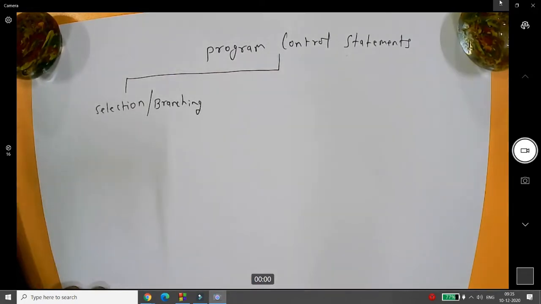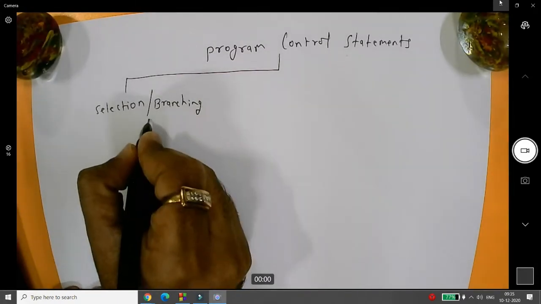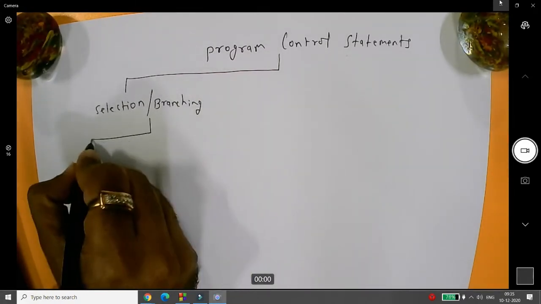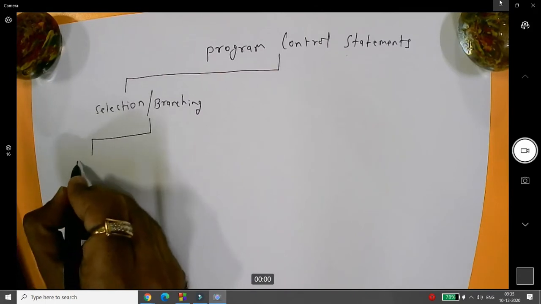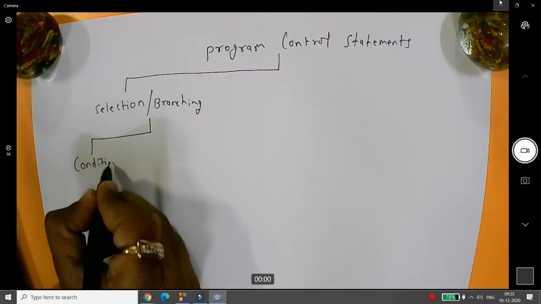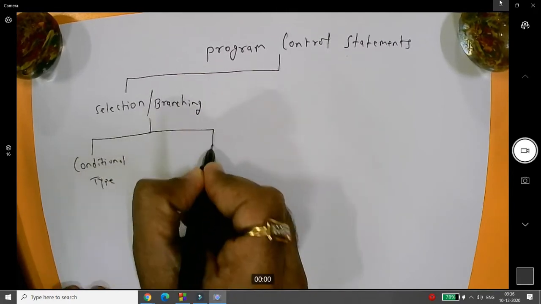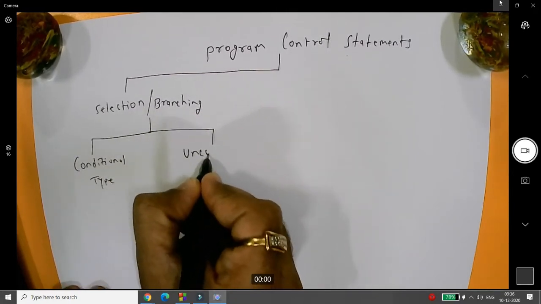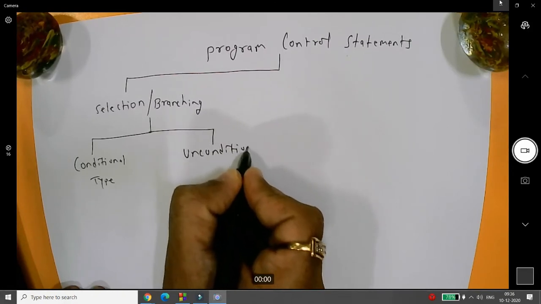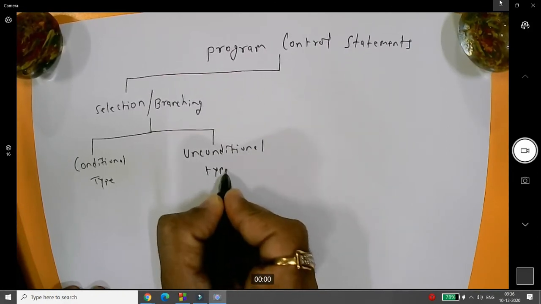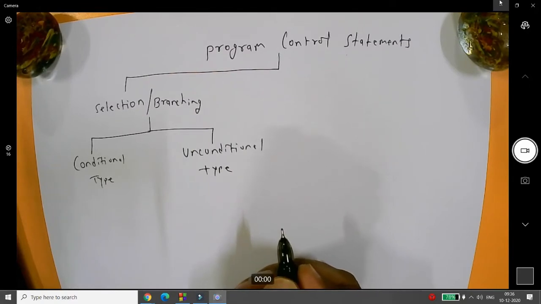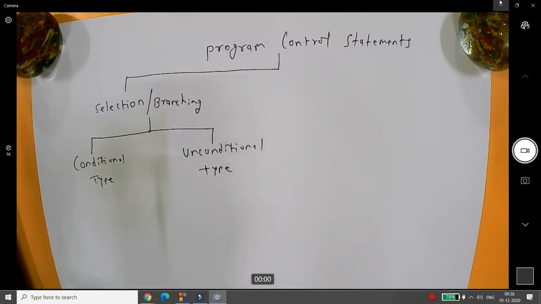We can achieve this concept of selection using two different approaches. One approach is known as the conditional type, where we write the condition and get the result. Another approach is known as the unconditional type, where sometimes without a condition we can select different parts of the program. Definitely we will talk about the conditional statements.